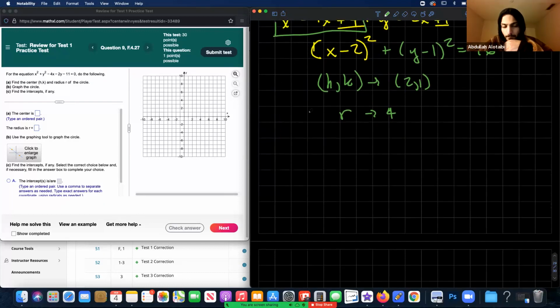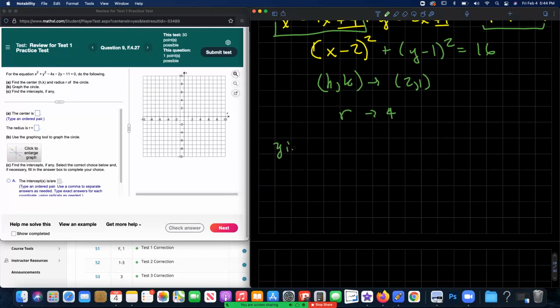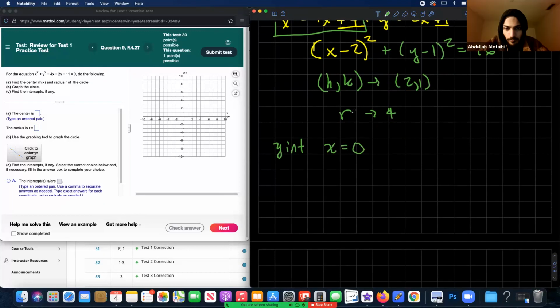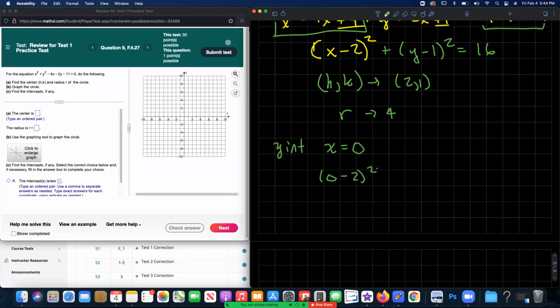Exactly. So basically, if we want to find the y-intercept, then we set x equal to 0. So what we can do is 0 minus 2 squared plus y minus 1 squared is equal to 16. So 0 minus 2 squared, that's going to be negative 2 squared, which is 4. Plus, and then I'm just going to keep this like this, y minus 1 squared equals 16. I'll show you in a minute why.